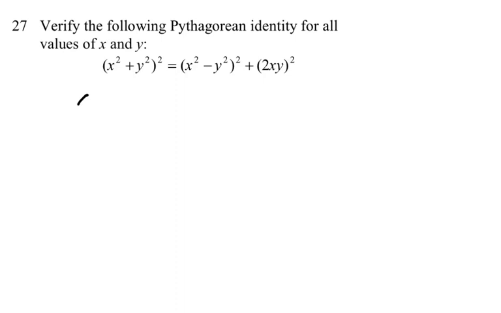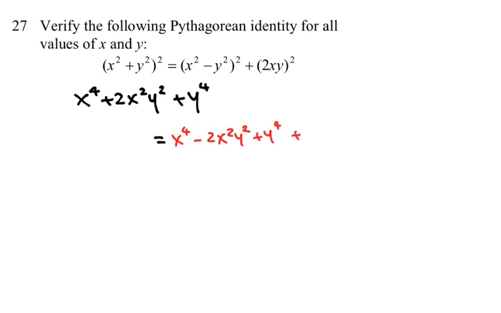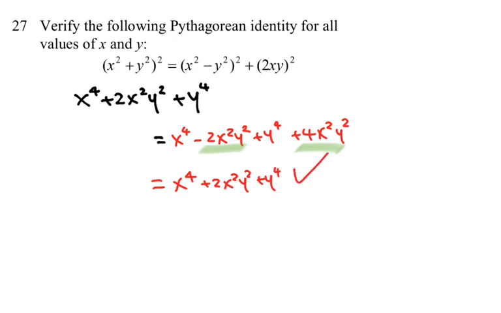All right, number 27. We're just going to expand it and show you that they are equal to each other. When you expand the left side, we get x to the 4th power plus 2x squared y squared plus y to the 4th power. We can do exactly the same thing with the right side. We get x to the 4th minus 2x squared y squared plus y to the 4th power, plus 4x squared y squared. When I combine the like terms, what we end up getting is basically the same thing as our left side. And that's how we can say that they are equal to each other.